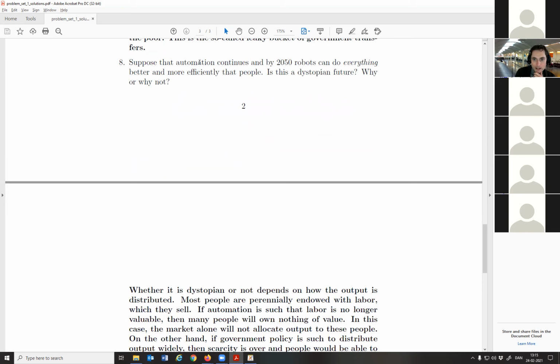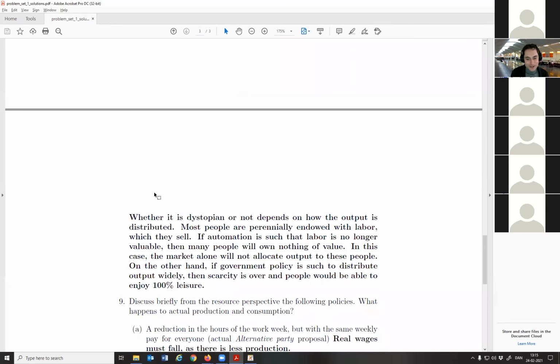All right, suppose that automation continues and by 2050, robots can do everything better and more efficiently than people. Is this a dystopian future? Why or why not? This is a fun one to think about, I think. So whether it's dystopian or not depends on how the output is distributed and a little bit more that I'll mention in a second. Most people get a certain amount of labor each period, they sell it. If the automation is the way that I've described it here, then their labor is no longer valuable.